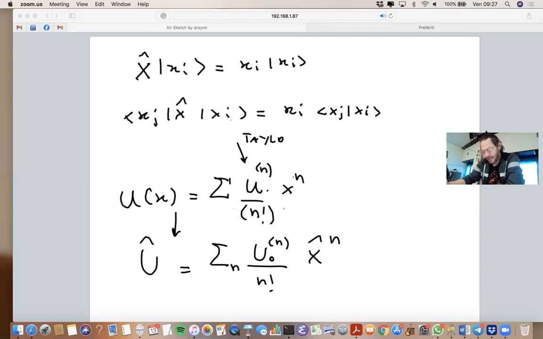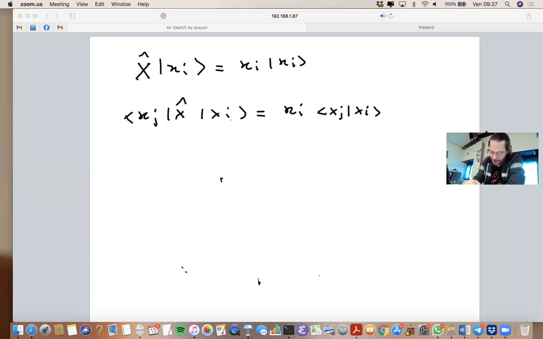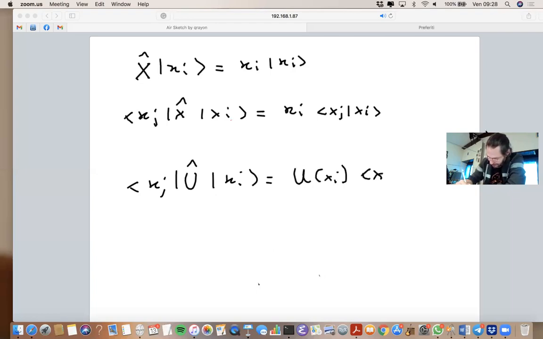And that means that in this case, since this guy is diagonal in position representation, also this guy is diagonal in position representation. So all I'm saying, with this long mathematical digression, is that the matrix elements of the potential look exactly like the position. So any function of position is diagonal in position representation.